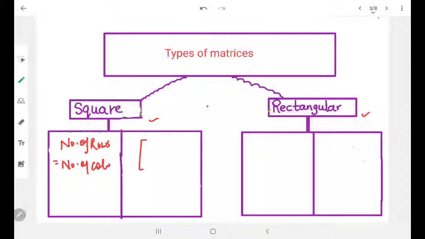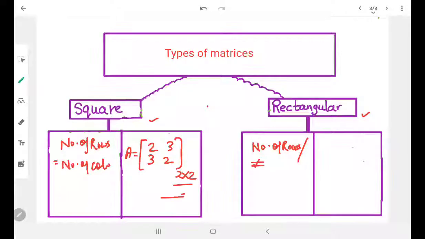For example, here I am taking a matrix A, which has elements in 2 rows and 2 columns. So this is a matrix of order 2. This is a square matrix of order 2. Rectangular matrix means the number of rows is not equal to the number of columns. Either columns will be more or rows will be more.